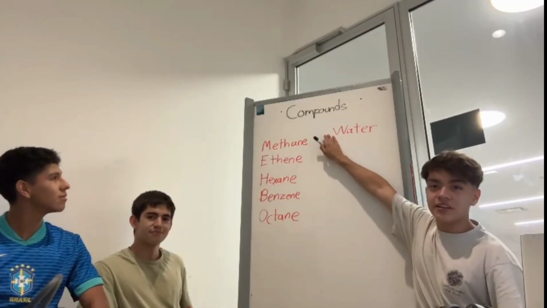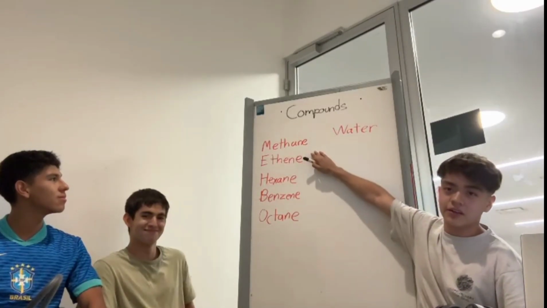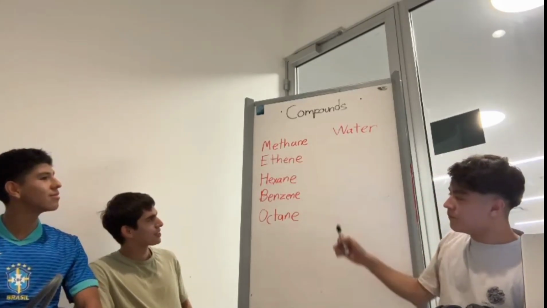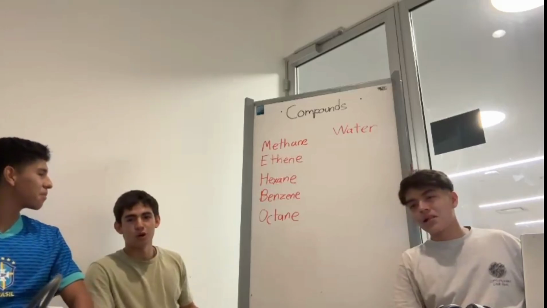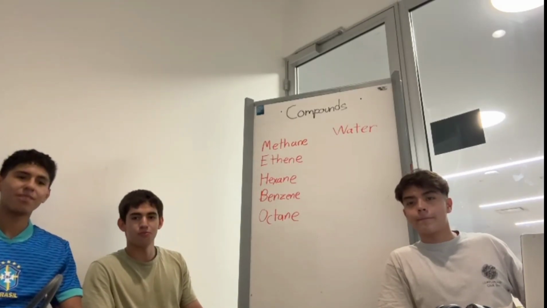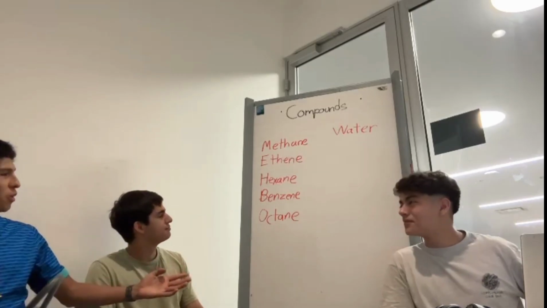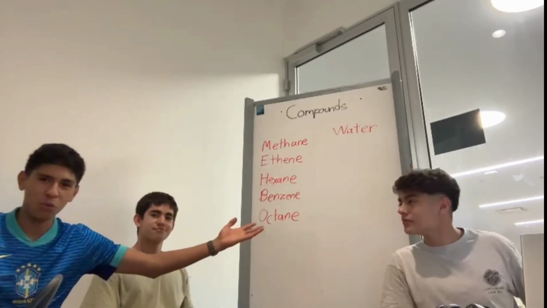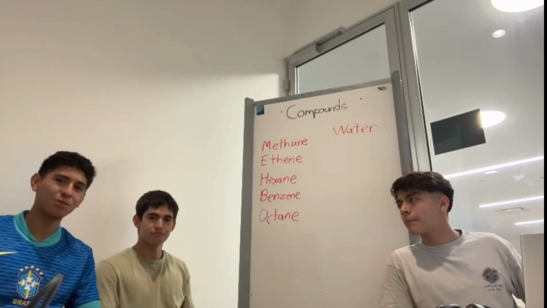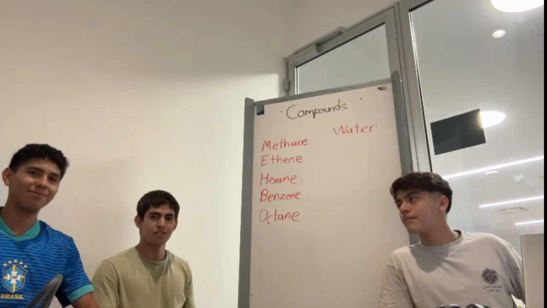Okay, so in here, these ones are the compounds made from carbon and hydrogen. And as we know, water is made with hydrogen and oxygen. In these two, we have petroleum and water, and both of them are different types of substances.